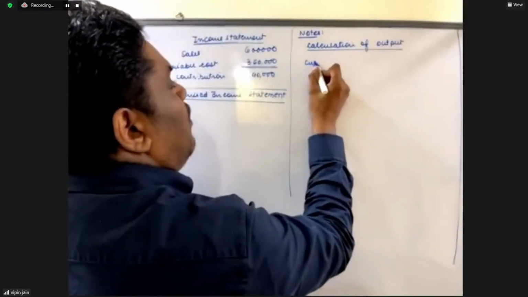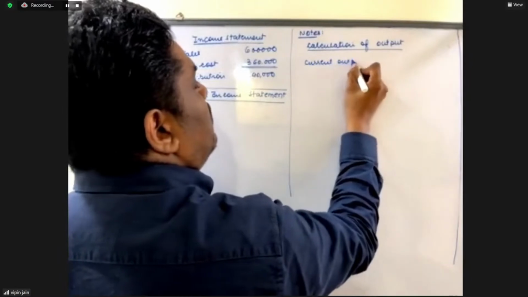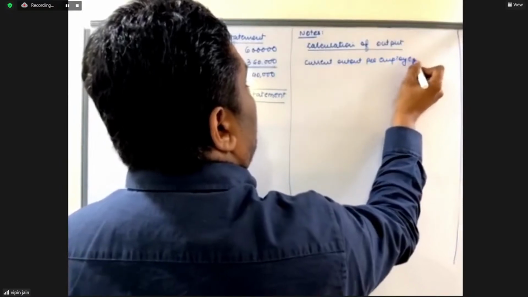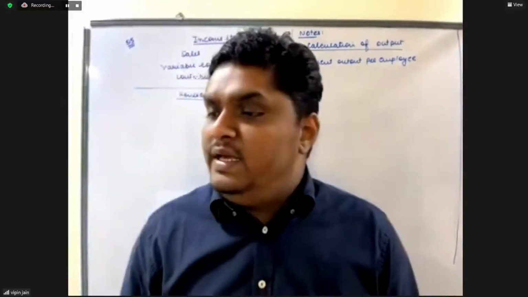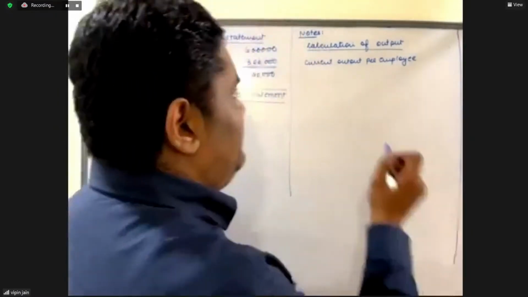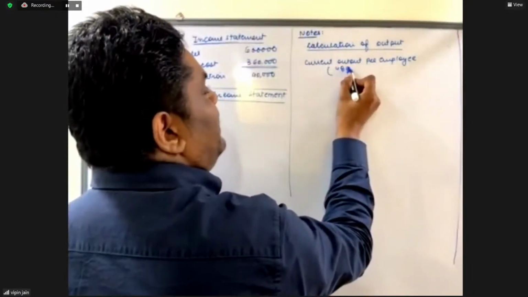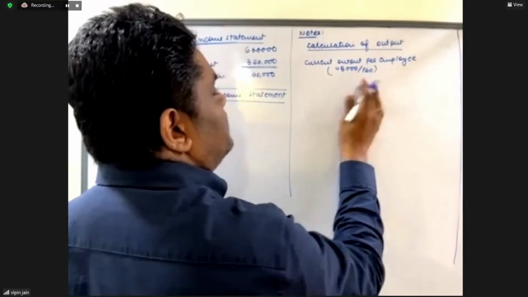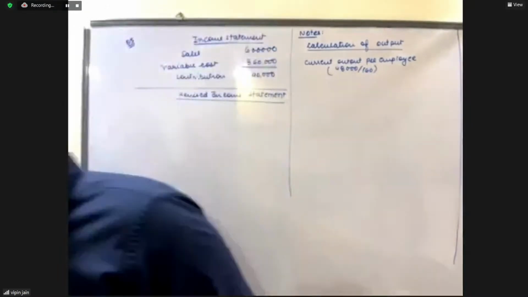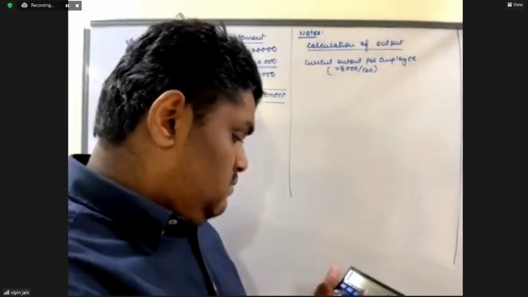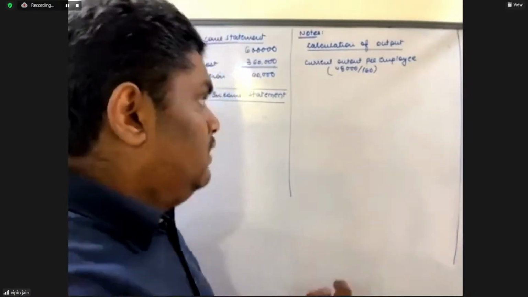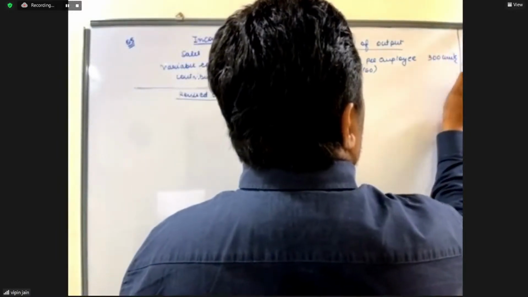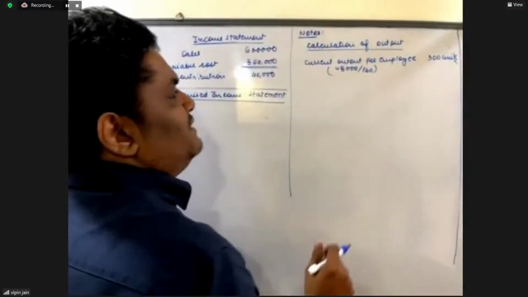Now, the current output per employee is how much? Very simple, guys. 48,000 units divided by 160 employees. So the current output per employee is 300 units.